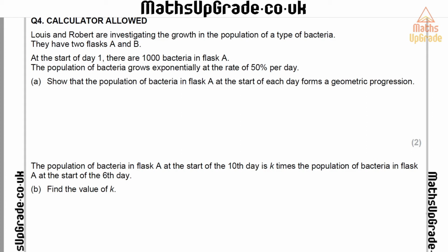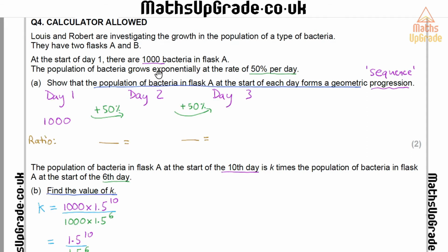So what I'm going to do in this question is underline the key information here. That's the fact that there's 1,000 bacteria in flask A, and the rate of growth, 50% each day, and I need to show that it forms a geometric progression. So this question involves geometric sequences. I'm going to split my working out into 2 sections. First I'm going to find out how much population is in day 1, day 2 and day 3, and then I'm just going to write a sentence to summarise that and give my reasoning as well.